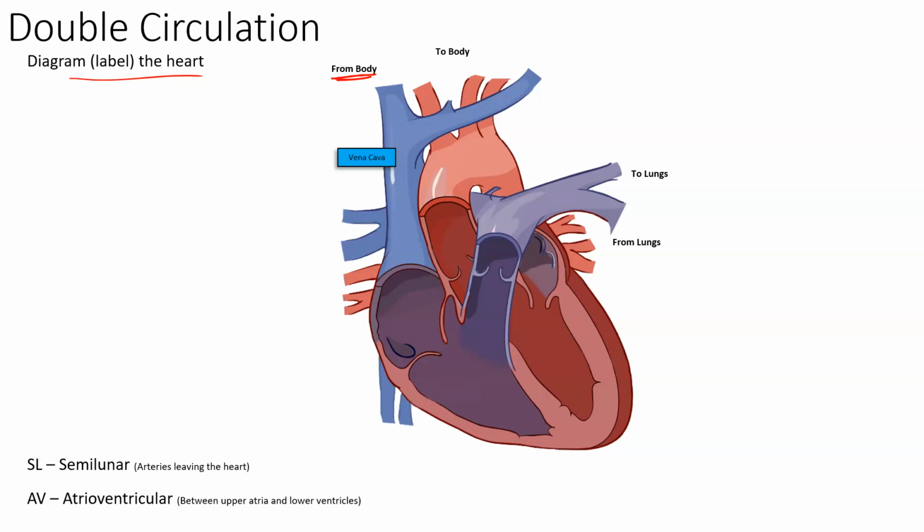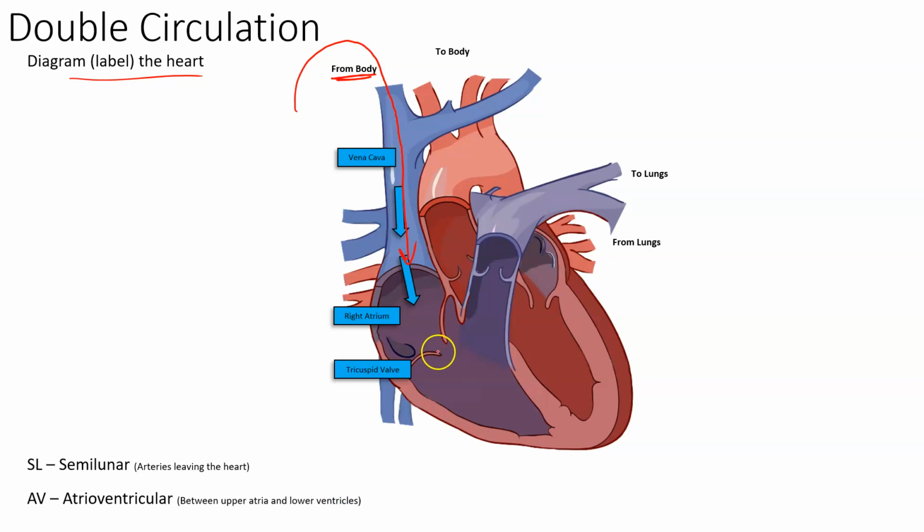So the vena cava is the vein that is bringing deoxygenated blood from the body. So from the body, this blood is going to enter the vena cava and is going to enter ultimately this right atrium. From the right atrium, it's going to go through this valve, okay, which is called the tricuspid valve.